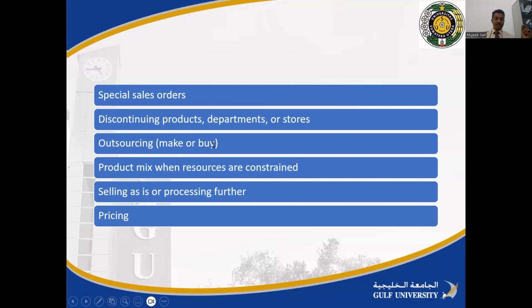So we will see some exercises regarding this decision, and there are a lot of decisions, but this is for short-term decisions. We have put some others here, so we will focus on these three because of the time. Right. So now we will see the special sales order.